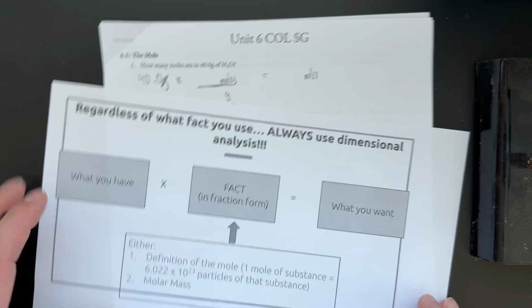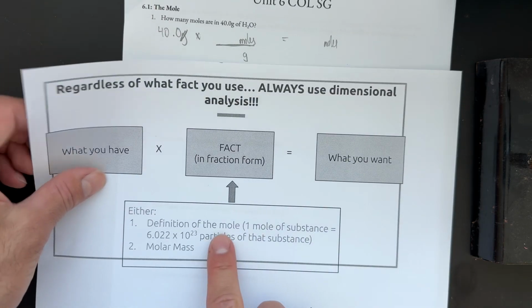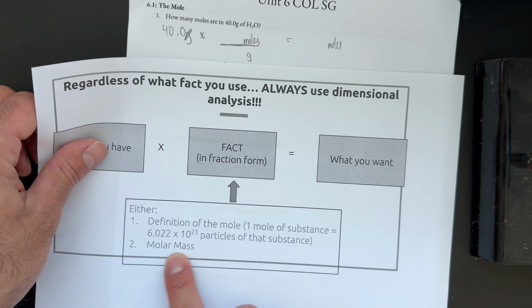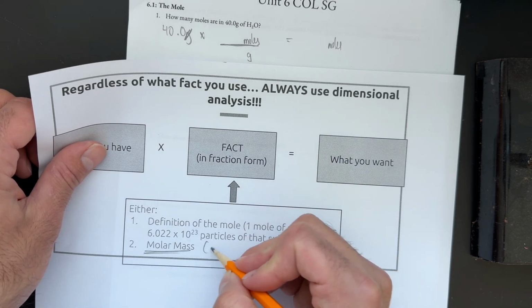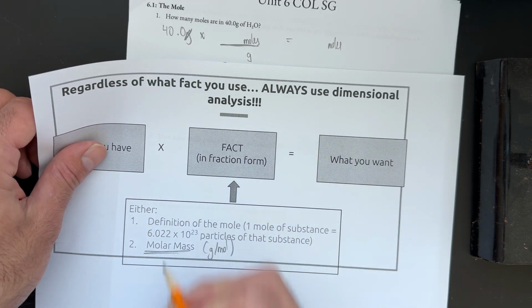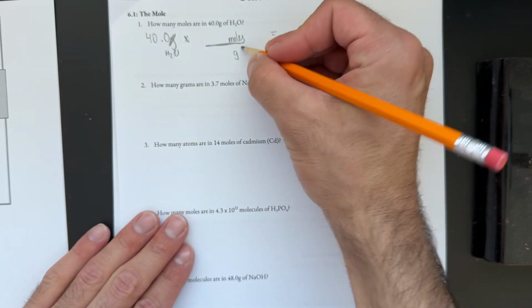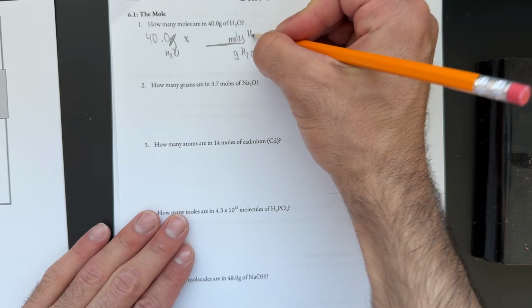Now, do we have a fact which has grams and moles together? Well, it doesn't say it here, but the molar mass is indeed in grams per mole. And so what we want to use here is number 2, the molar mass. The molar mass specifically, because this was grams of H2O. So we're going to take the molar mass of H2O.